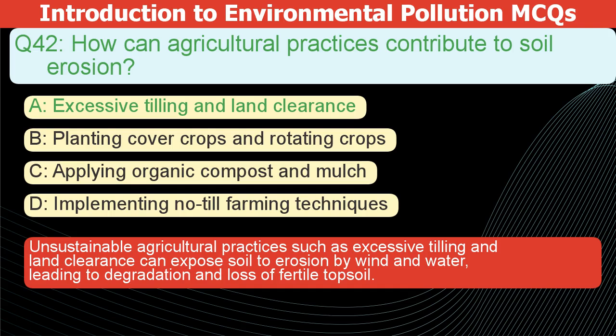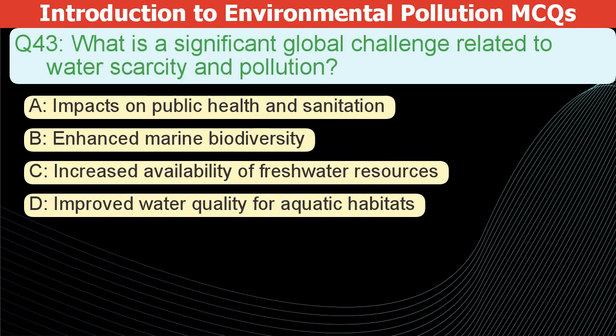Unsustainable agricultural practices, such as excessive tilling and land clearance, can expose soil to erosion by wind and water. This leads to degradation and loss of fertile topsoil. What is a significant global challenge related to water scarcity and pollution?